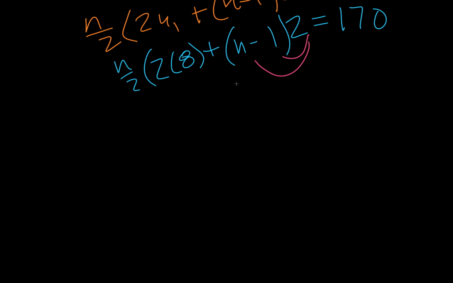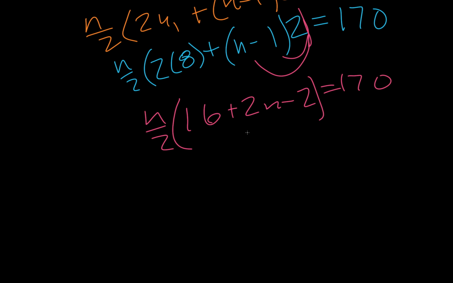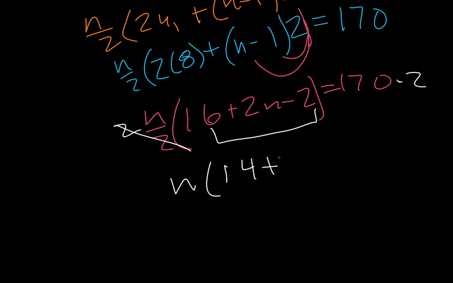So distribute the 2 right here. We get 2n minus 2. Multiply these together, we get 16. And then we still have, there should have been a parenthesis right here, and we still have n over 2. What I'm going to do is clear the fraction. So I'm just going to multiply this side by 2 and this side by 2. And then I'm also going to combine the 16 and the negative 2 into a 14. Let's see, that is going to be 340.